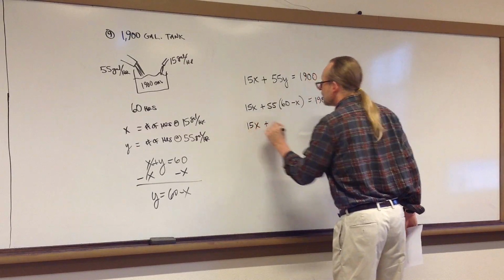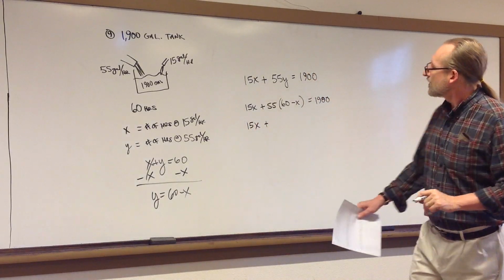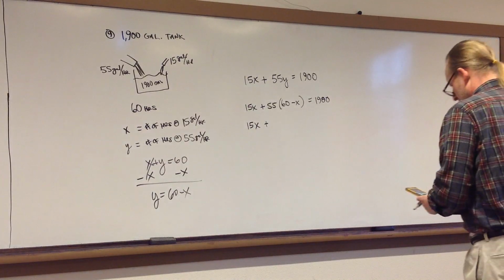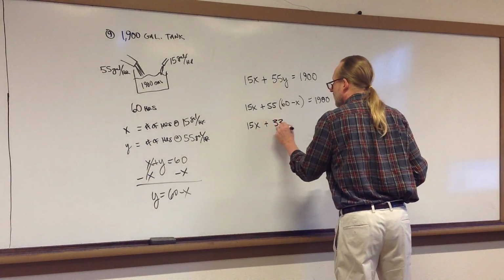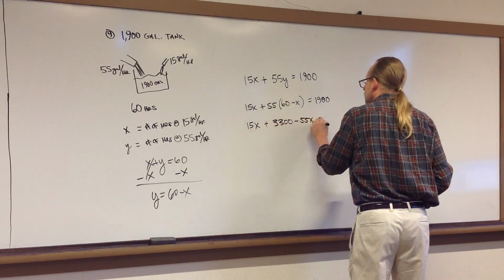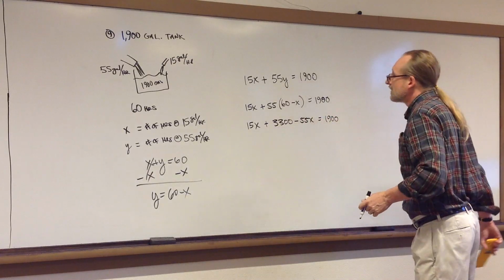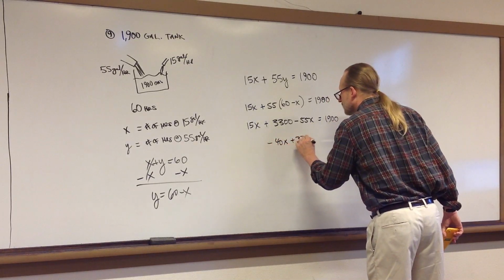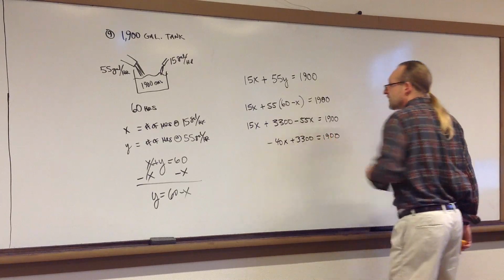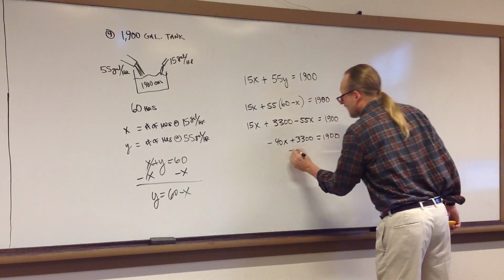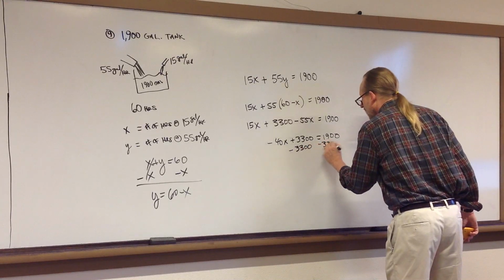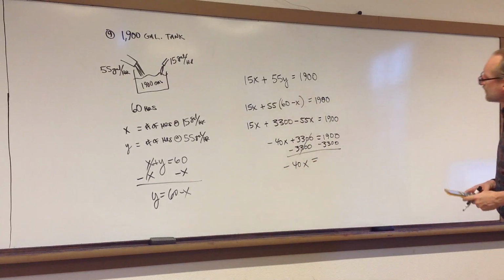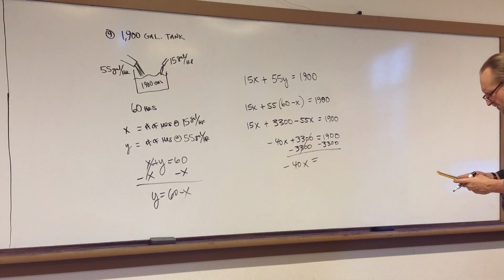And then let's see here. We distribute. 3,300, I believe, is what we're going to come out with there. 55 times 60. Yeah, 3,300 minus 55x equals 1,900. So now we can do 15x minus 55x will leave us with negative 40x, plus the 3,300 equals 1,900. Subtract the 3,300 over here. So negative 40x is going to be equal to, looks like negative 1,400.